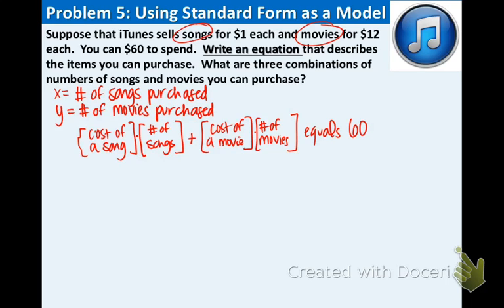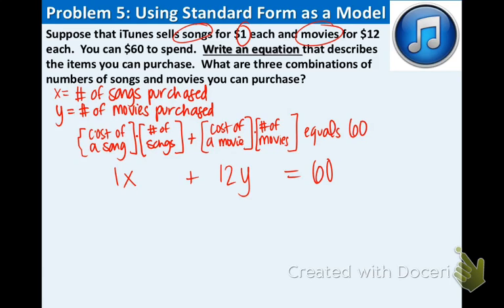So now a cost of a song is $1, so put that right below. Number of songs is X, so bring that down. Plus cost of a movie is $12 and the number of movies is Y, equals sign and 60. There's our equation. 1x plus 12y equals 60.